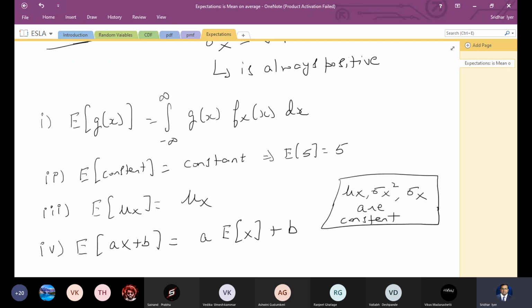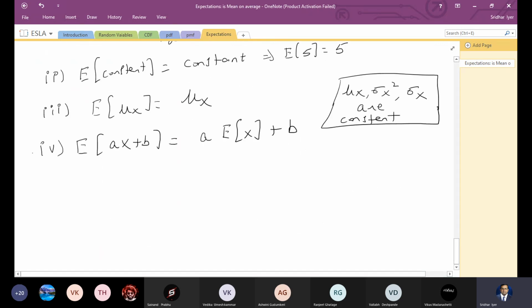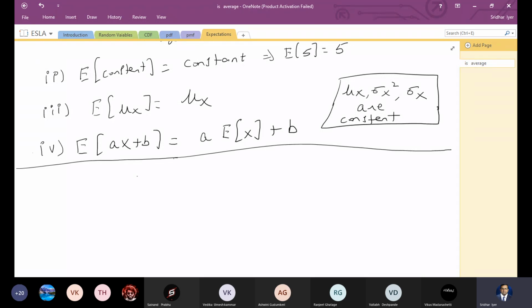So now, having done this, let's look at some numericals, and we'll get more insight into understanding the expectation values and the variance values. So let's look at the first numerical.